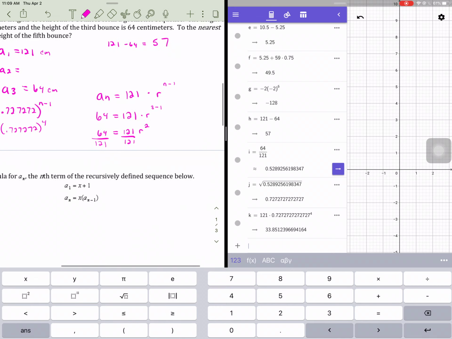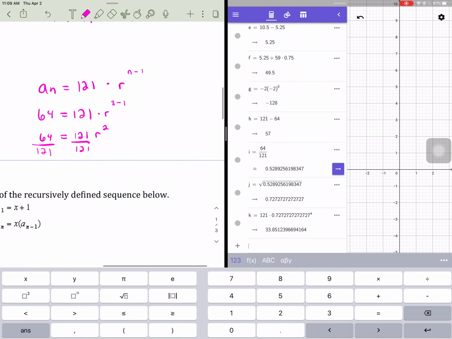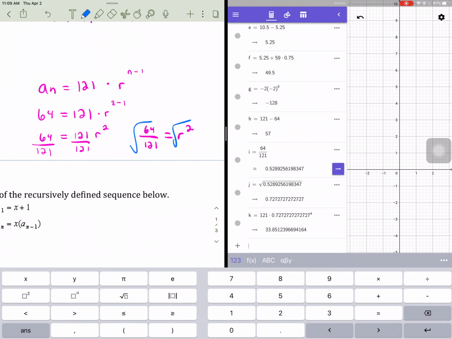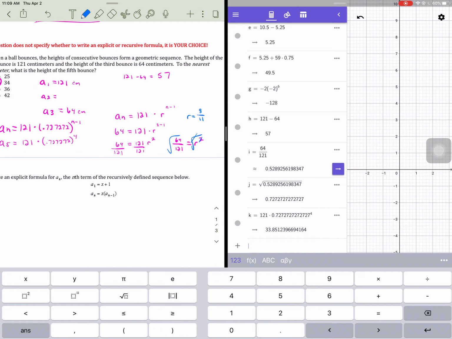Keep in mind I skipped a step here. I took 64 over 121, and now that I'm actually seeing this, it would have been a lot smarter: if I take the square root of a fraction where both are perfect squares, you get r equals 8 over 11. That would have made a lot more sense. I actually want to go back and fix that. There you go.